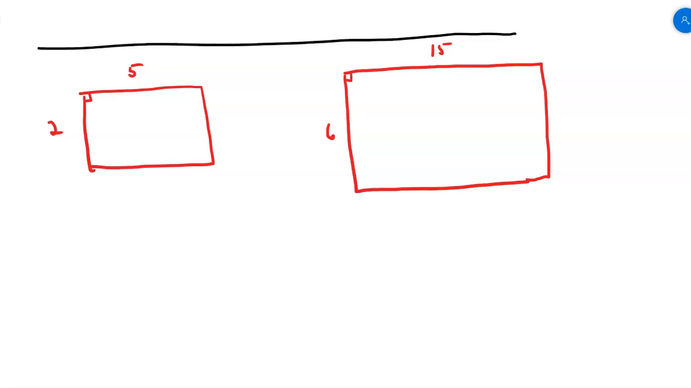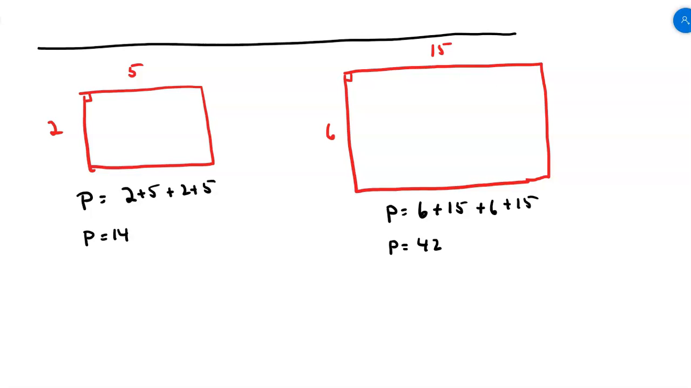All right, let's calculate a couple of things. First thing is let's calculate the perimeter. The perimeter of this rectangle is going to be 2 plus 5. That's 2 sides. 2 plus 5, the other 2 sides. So 2 plus 5 is 7. 7 and 7 is 14. So my perimeter, 14. All right, look at this side over here. I've got a 6 and a 15. And another 6 and a 15. So 21 and 21, 42.